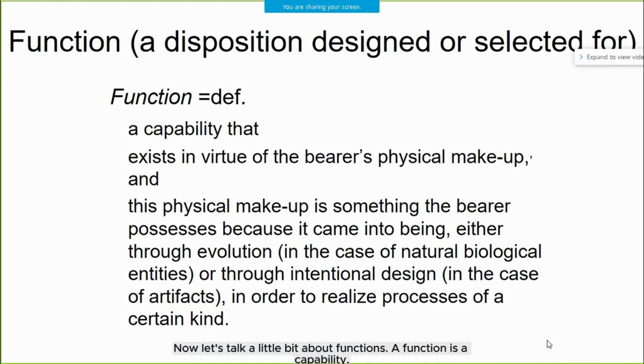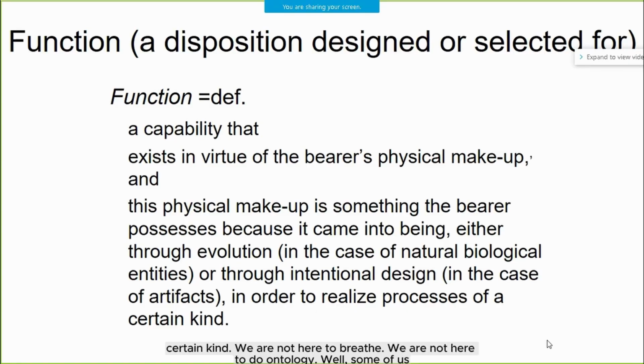Now let's talk a little bit about functions. A function is a capability. It exists in virtue of the bearer's physical makeup because all capabilities are based on the physics of the bearer, because they're all dispositions. And this is the important thing. This physical makeup is something the bearer has because it came into being either through evolution or through design to realize processes of a certain kind. So we were not created either through evolution or through design to realize processes of a certain kind. We are not here to breathe.